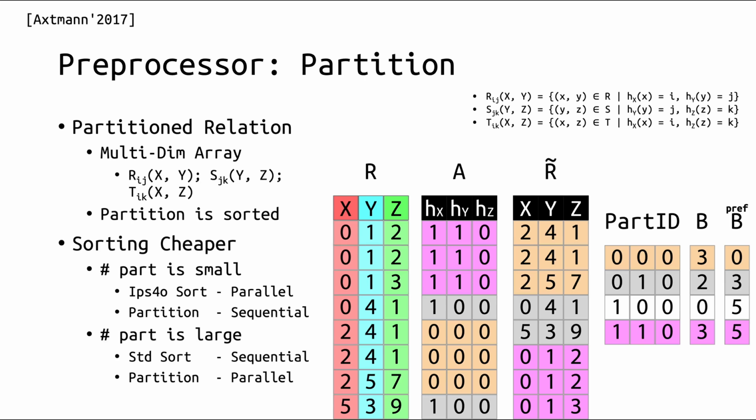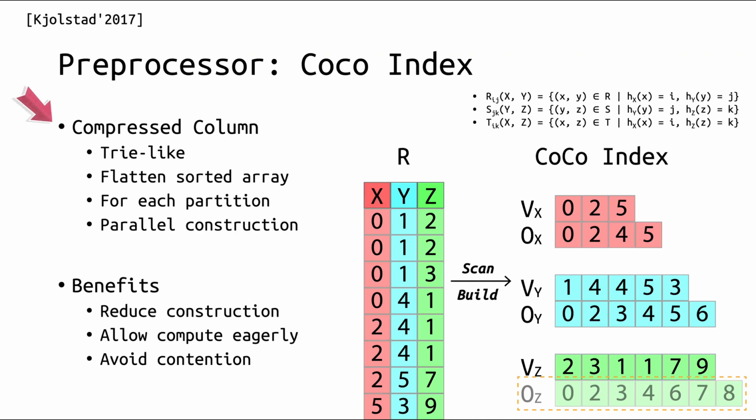of them running concurrently. Our index structure is called CoCo, short for compressed column layout. It's like a trie, but flattened into sorted arrays, one for each attribute level. Level K of CoCo is a sorted array, consisting of the first K attributes of the relation, with pointers to the next level of the trie. The construction of CoCo is fully parallel, since it happens inside the partition.